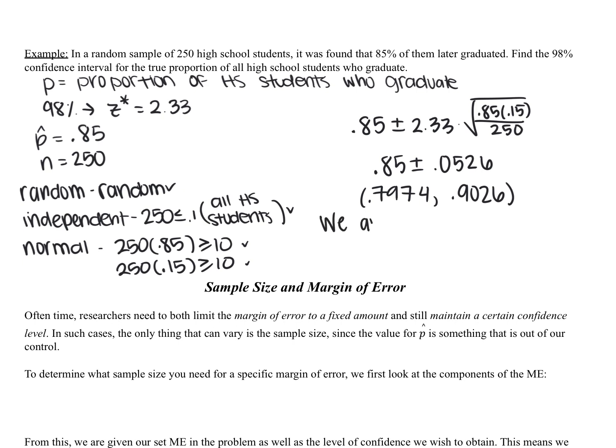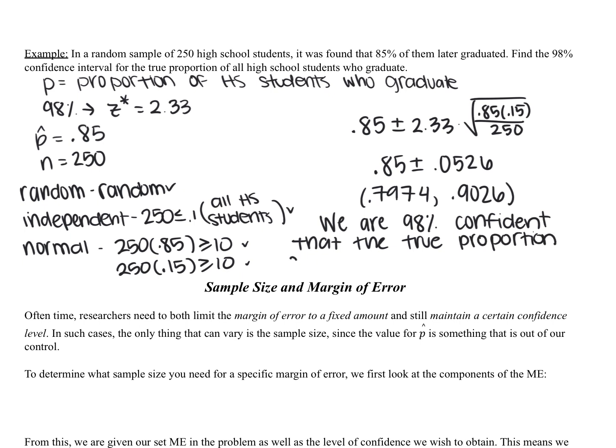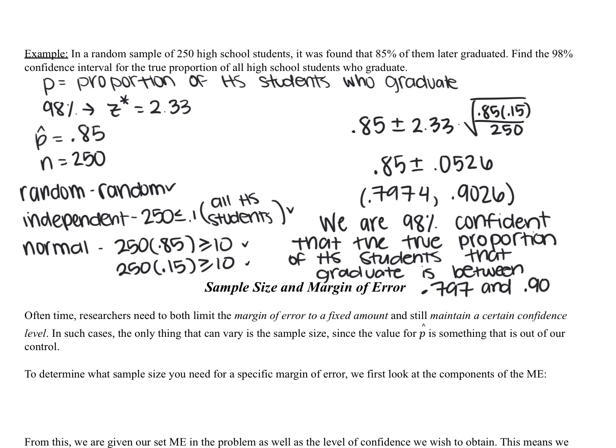So we are 98% confident that the true proportion of high school students that graduate is between 0.797 and 0.903.